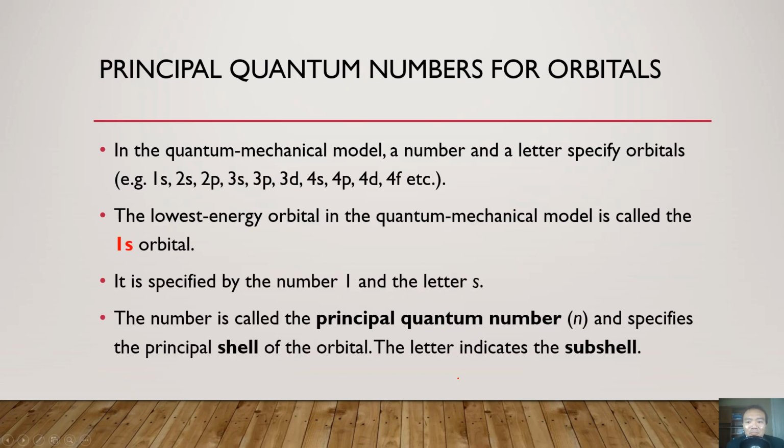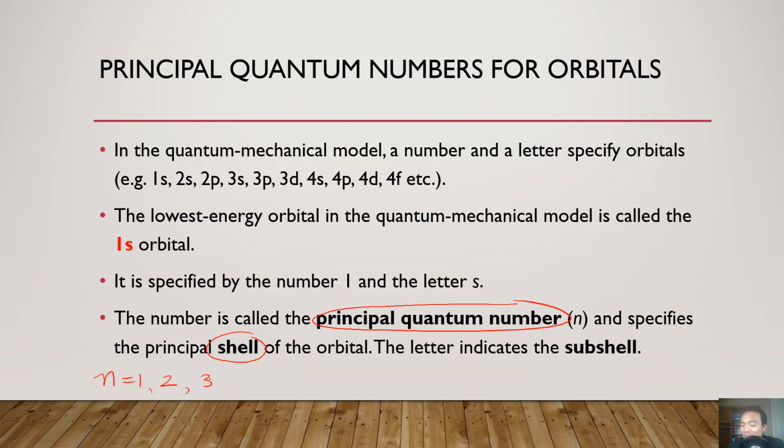In the quantum mechanical model, I want you to pay attention to several things. First, you have the so-called principal quantum number. The principal quantum number represents the shell. For example, n equals 1, we can say it's shell number 1. Similarly, n equals 2, we can call that shell number 2, shell number 3, etc.